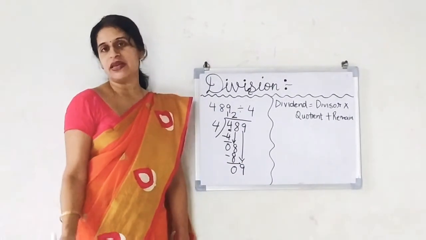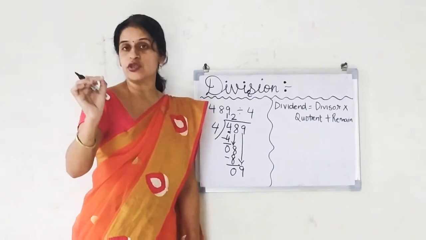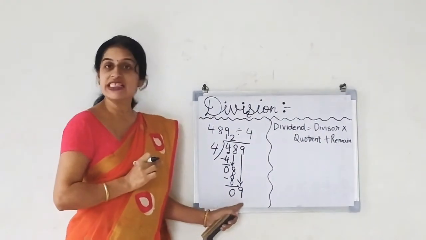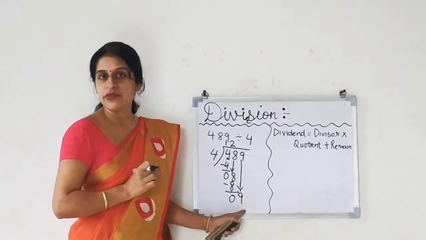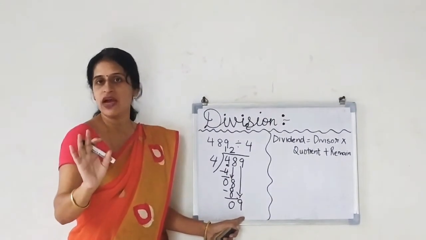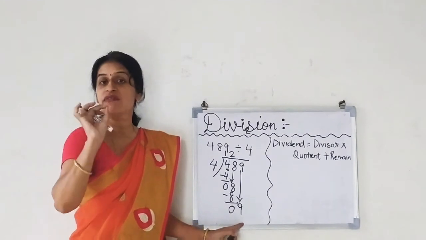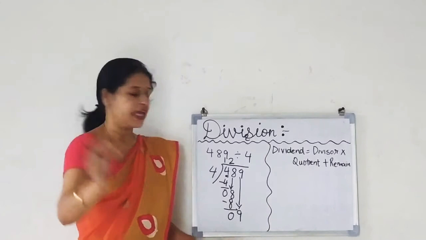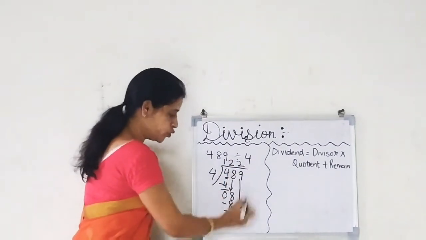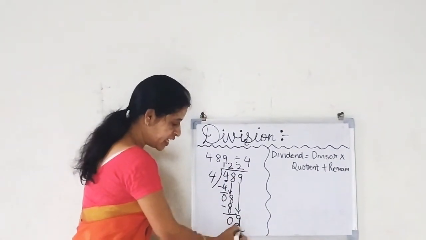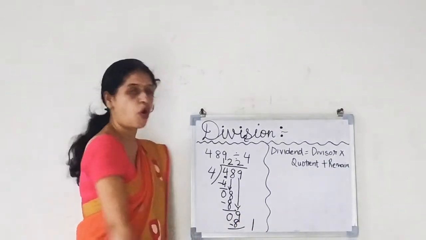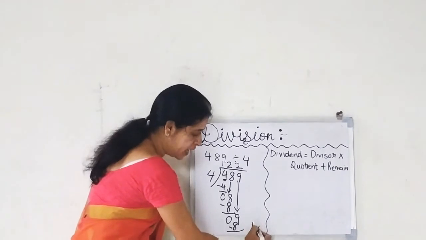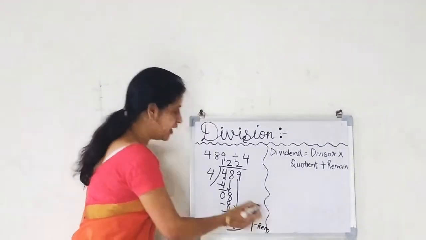Now let's start our table. 4 ones are 4, 4 twos are 8, 4 threes are 12. 12 is bigger than 9. So we cannot write 12 down. So what will we write? We will write the nearest number, that is 4 twos are 8. Now 9 minus 8 is what? 1. What is this 1? This 1 is your remainder.